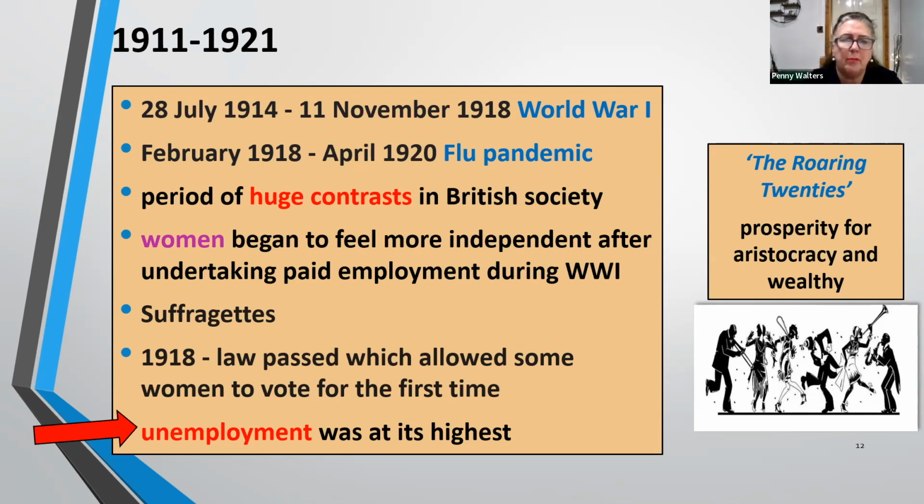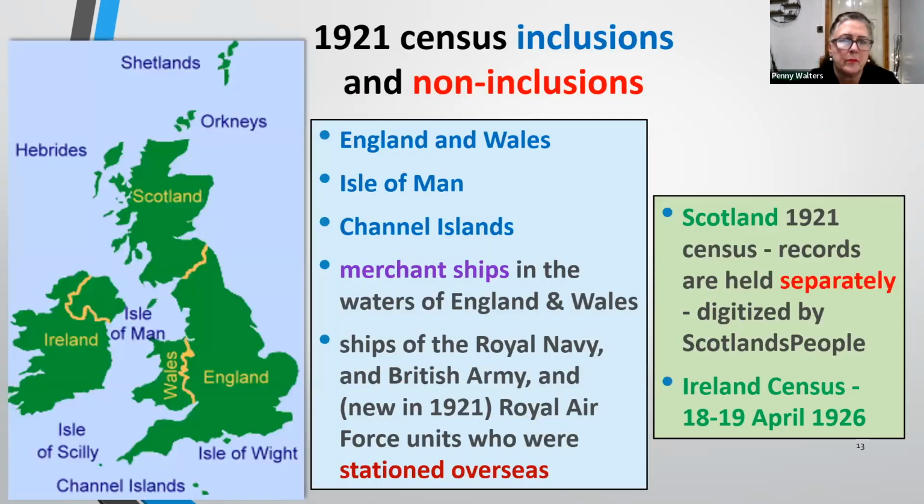However, unemployment was huge. And at the other end, the rich were getting even richer, and it could have been called the Roaring Twenties. And this was a period of massive prosperity for the aristocracy and the wealthy. So you had the poorest people hideously struggling, and you had the rich doing very, very well for themselves.